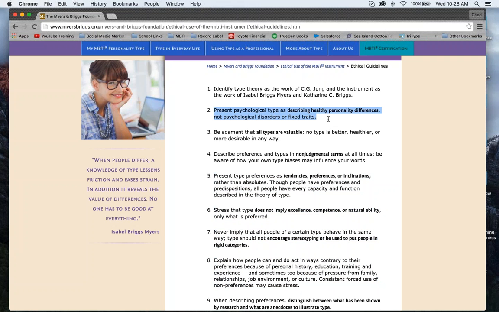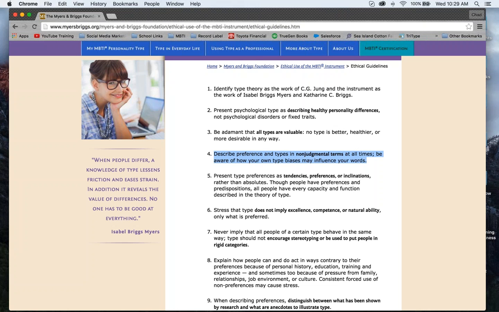Presents psychological type as describing healthy personality differences, not psychological disorders or fixed traits. Okay, so your type relates to healthy personality difference. No type is at an advantage or disadvantage to another type, which ties into number 3 here. As we move into number 4: describe preferences in types in non-judgmental terms at all times. Be aware of how your own type biases may influence your words.